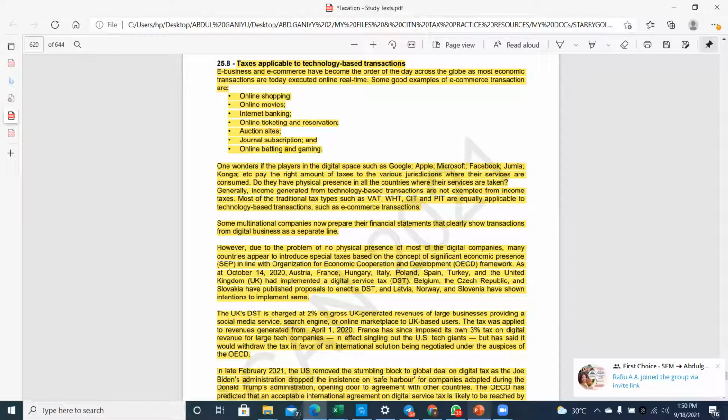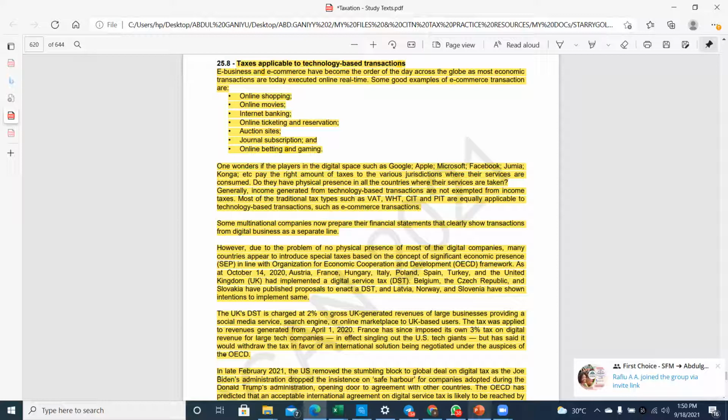Does Google have physical presence in Nigeria? Have you ever seen or cited where Apple office is located in Nigeria? Microsoft, maybe partially. Facebook, do you have any physical office? No. Okay, but these are platforms. These are platforms people use to transact. Okay, billions of nairas are being transacted online on a daily basis.